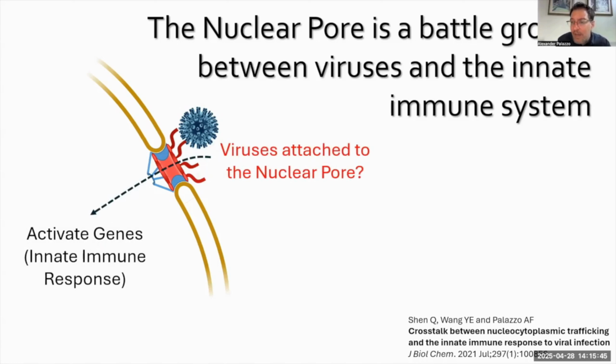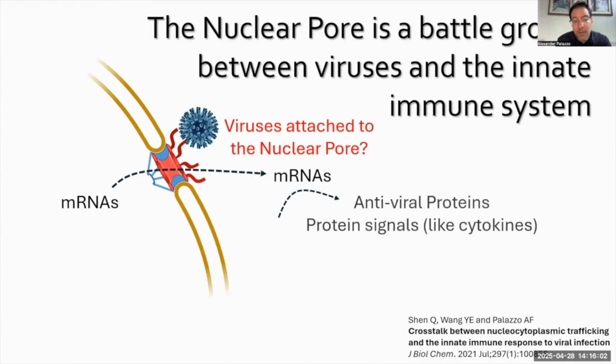At the same time, it's likely that cells monitor their nuclear pore to see if viruses are attached. It's likely that when viruses do attach to the nuclear pore, this in itself may activate innate immune response genes. Likewise, mRNAs that are important for the antiviral response may respond to altered pores that show tampering by viruses. Okay.